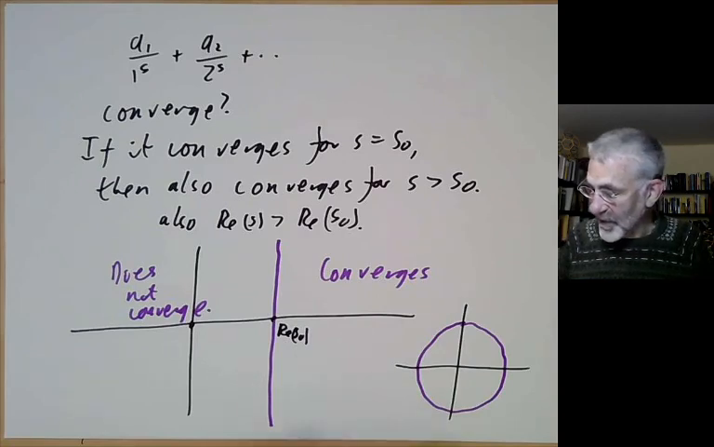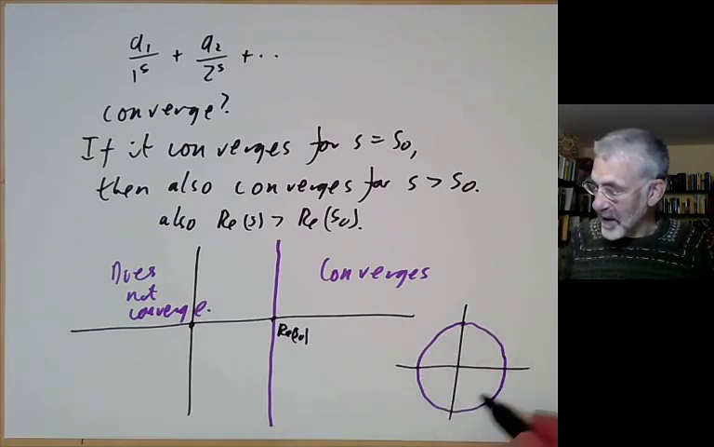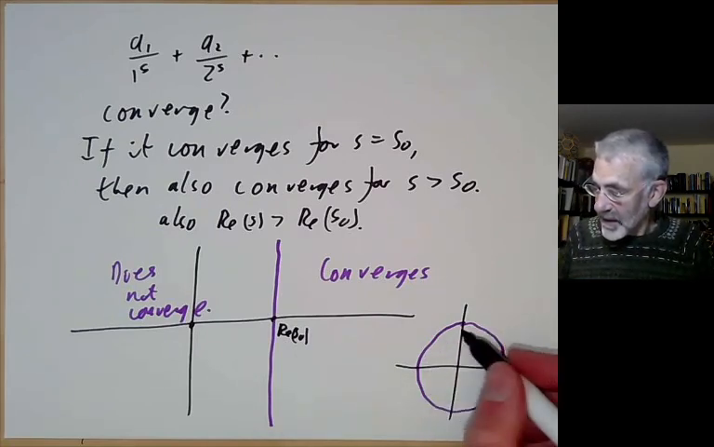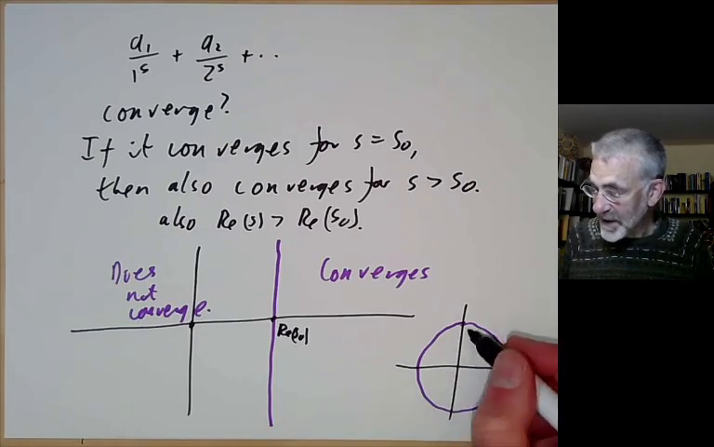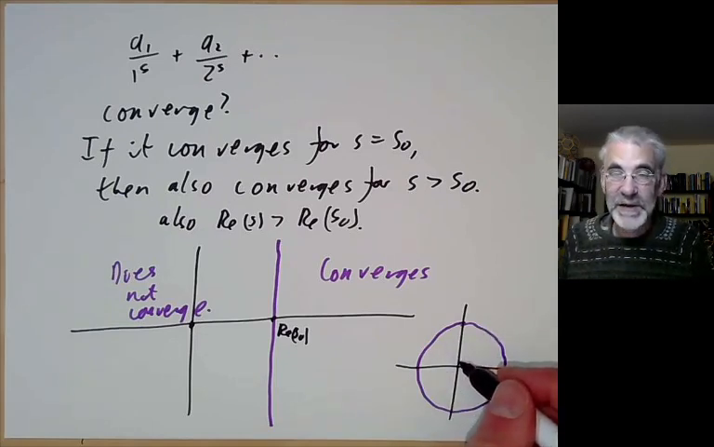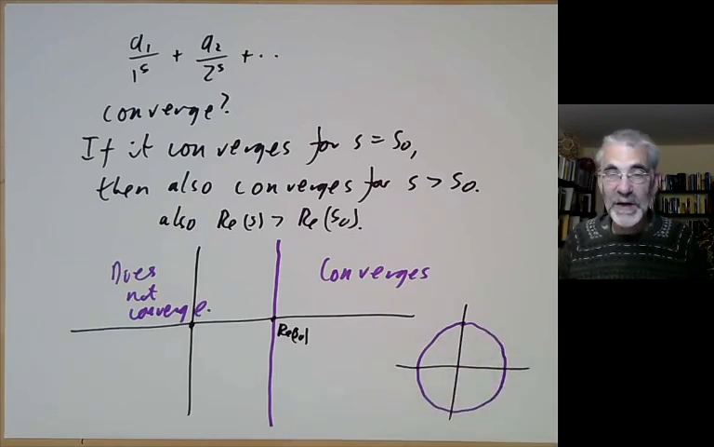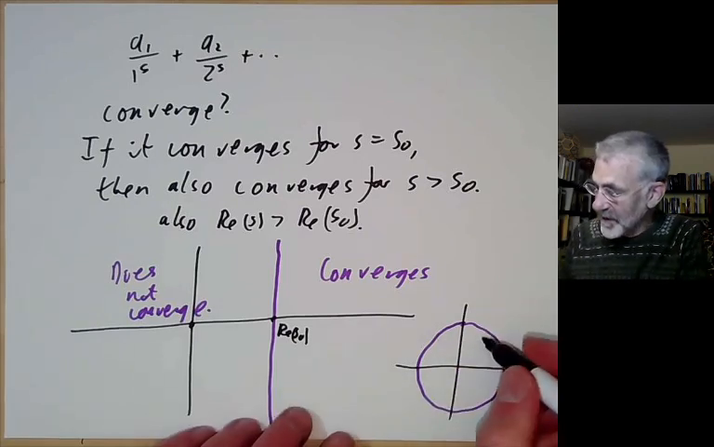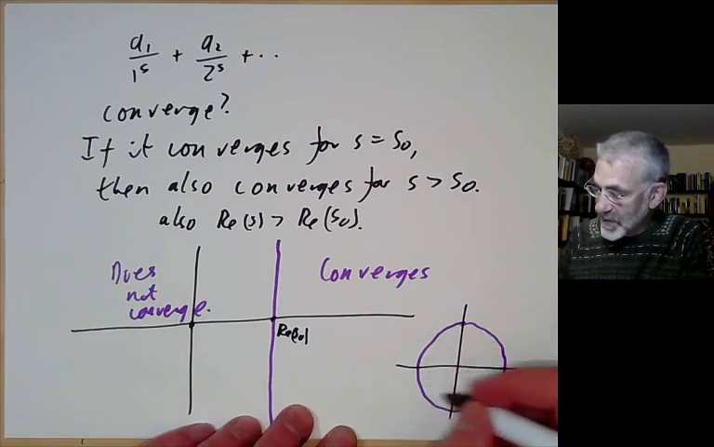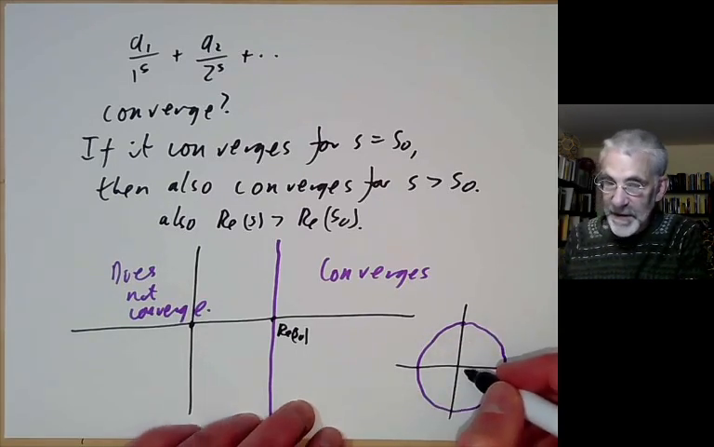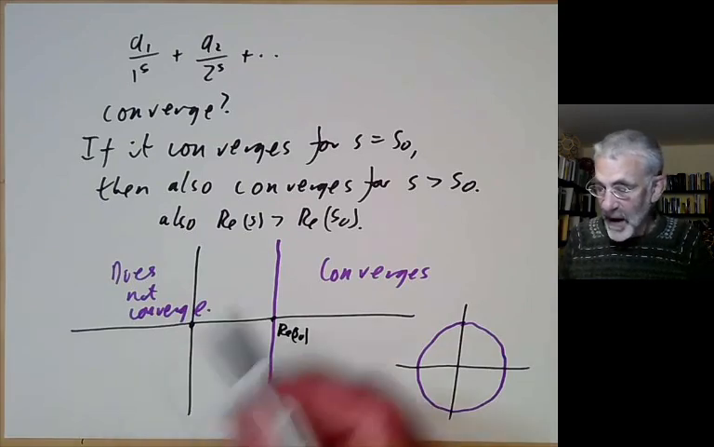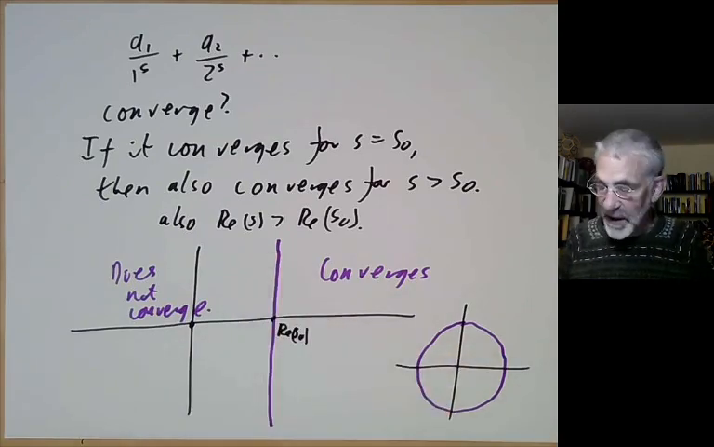By the way, for power series, the place where a power series converges, the circle of convergence, is much the same as the circle of absolute convergence. In other words, if a power series is absolutely convergent in an open disk, then it's actually convergent in that disk. For Dirichlet series, things are slightly more complicated.